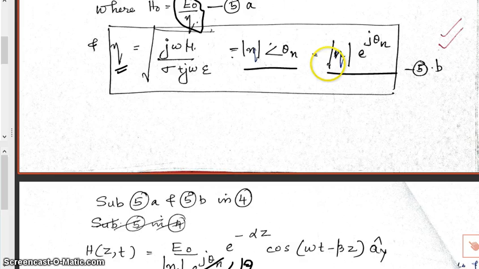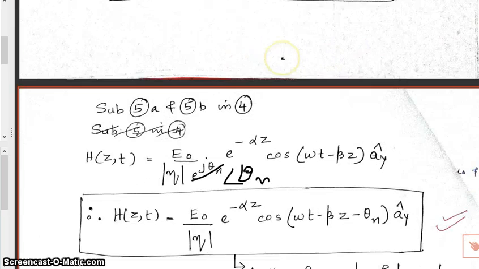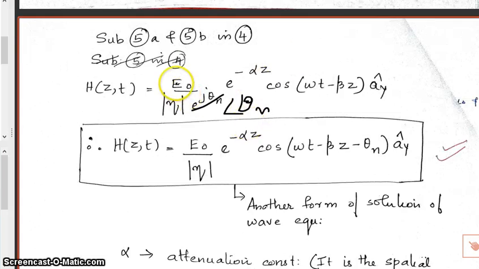Simply this one, magnitude e raised to j theta n can be written as magnitude eta angle theta n, that is written here. So now it will be like this: E naught angle eta, E naught by magnitude of eta into angle theta n into e raised to minus alpha z cos omega t minus beta z. The next step I have taken is to move this theta n to the numerator, so that I can write E naught by eta.